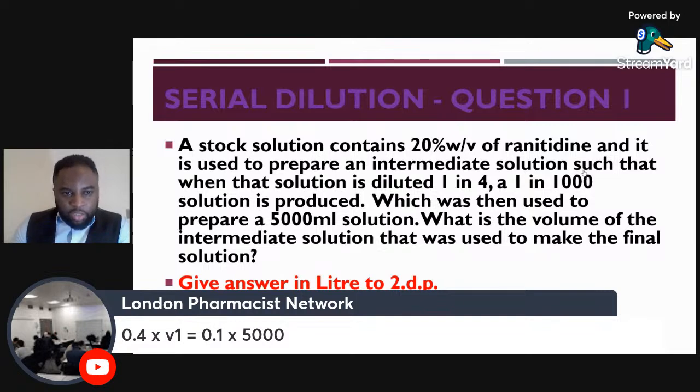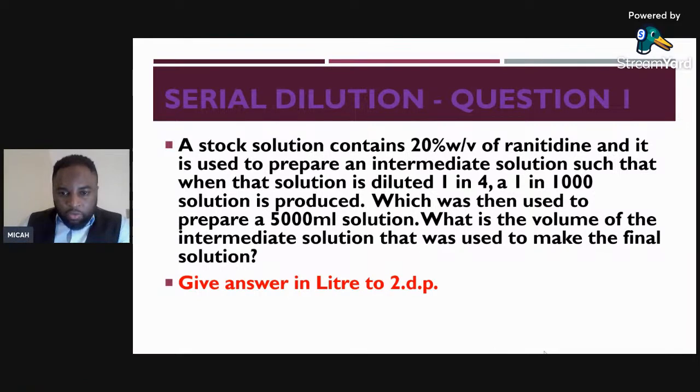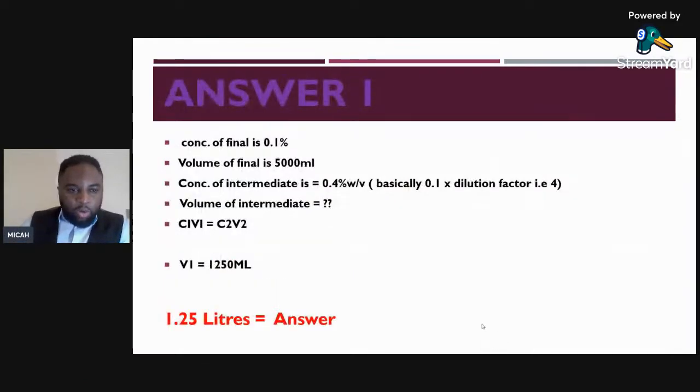All right. So this is what you need to do. Find the answer for V1, and that should be 1.25 liters. 1.25 liters is the correct answer to question 1.